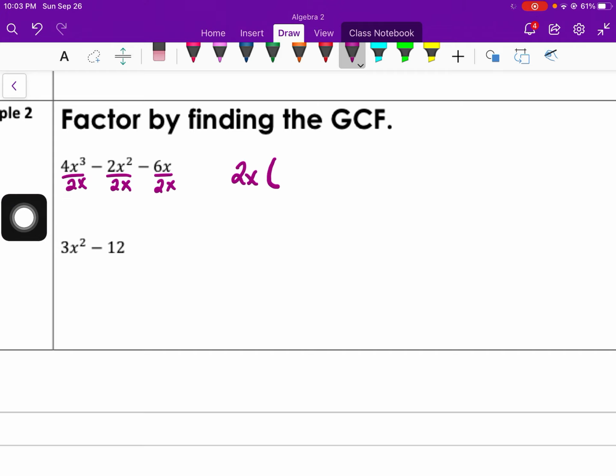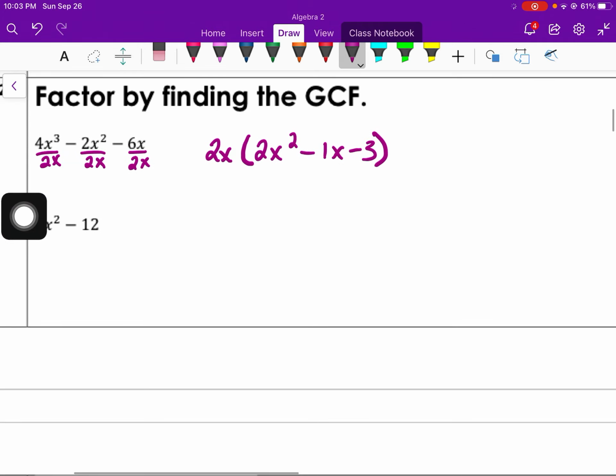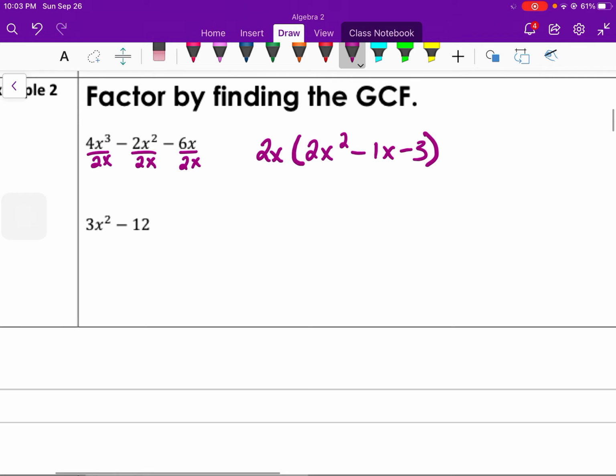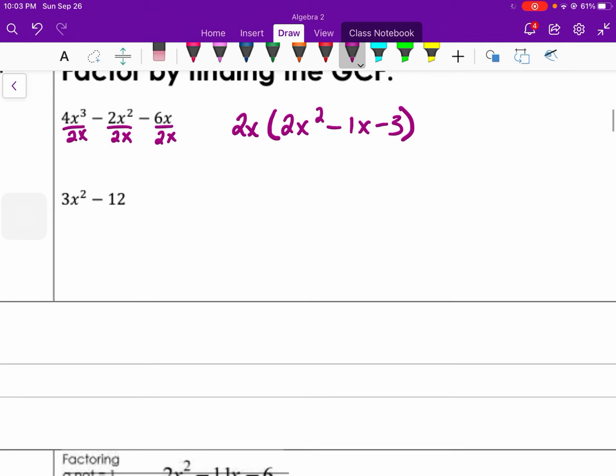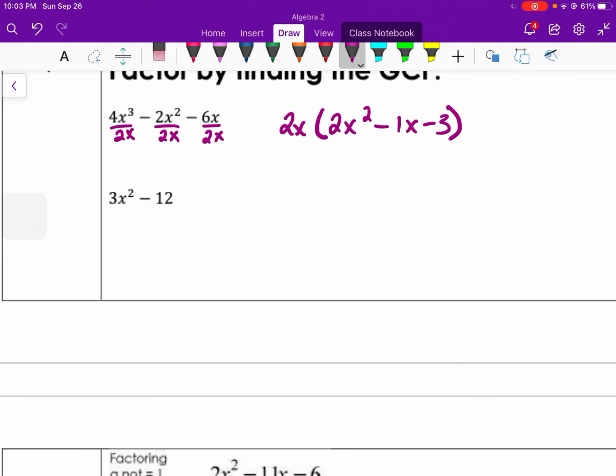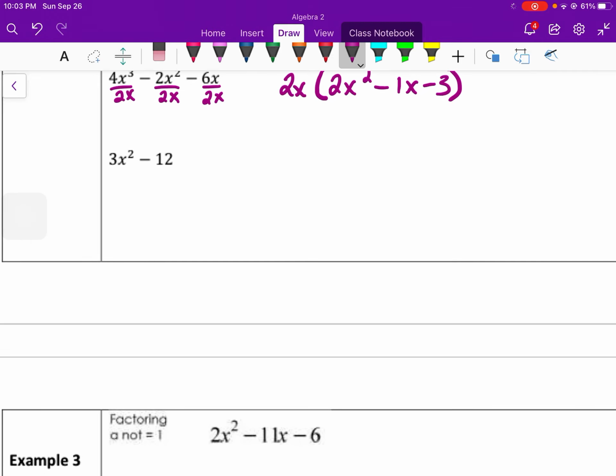So 4x cubed divided by 2x would be 2x squared. So there was 3, I took away a 1, there's 2 left. Minus 2 divided by 2 is 1, then x squared divided by x, there's 2, I'm taking out 1, there's 1 left. Then negative 6 divided by 2 is negative 3, there's 1 x, I took it out, there's no x's left. So that would be that problem. So we would want to check to see if that factors more, but I'm going to show you how to do that in a second.